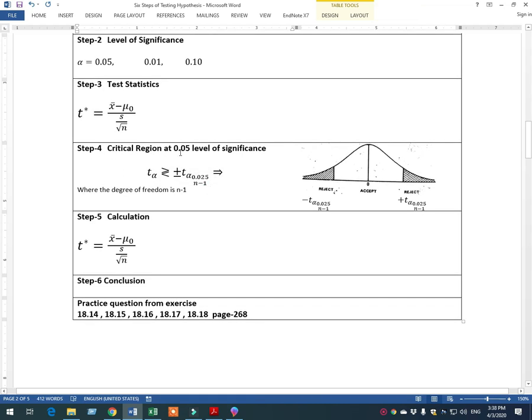Critical region at 5% level of significance with n minus 1 degrees of freedom. Here n is 12, so 12 minus 1 is equal to 11. For two-tail testing, we have to see the table of t distribution in the column of 0.025 and with the degrees of freedom of n minus 1, that is 11.